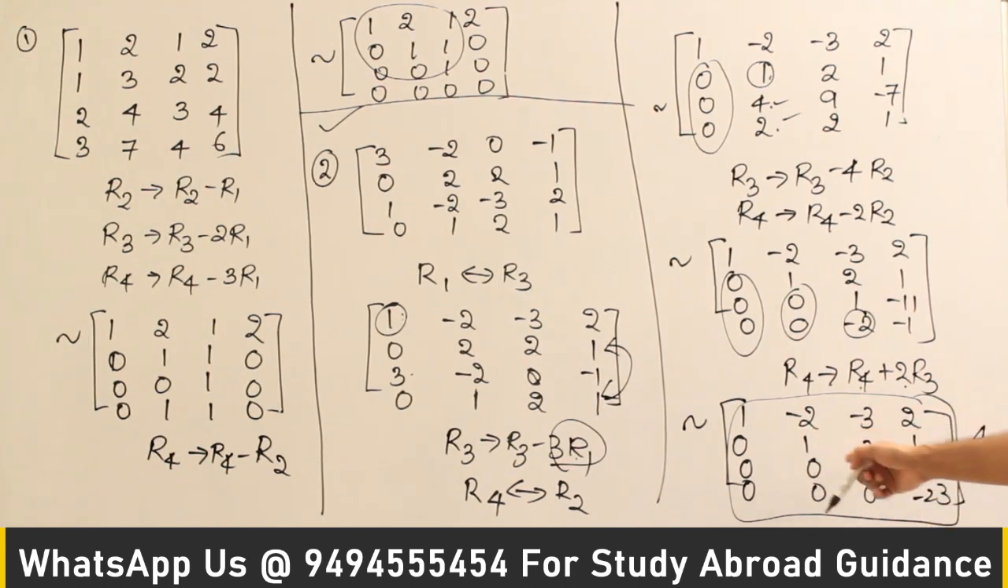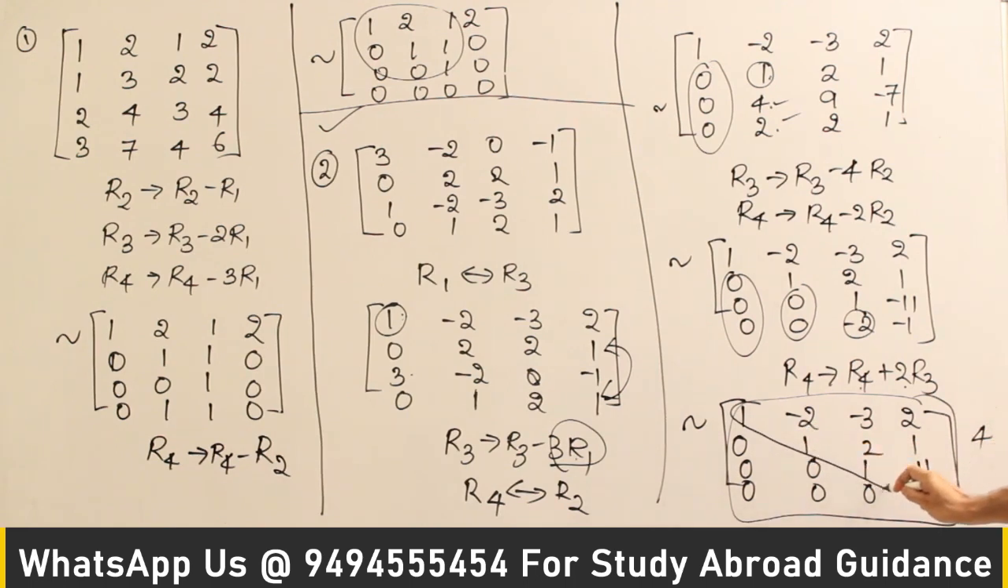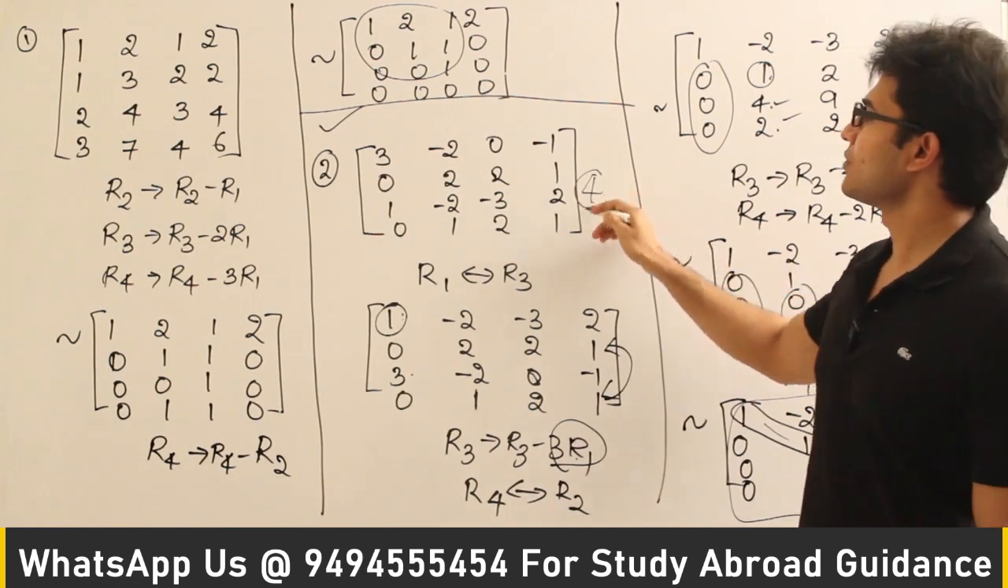In fact it is an upper triangular matrix, isn't it? All the elements below the principal diagonal, this is the principal diagonal, right? All the elements below the principal diagonal are zeros, therefore it is an upper triangular matrix, and the determinant of this matrix is 23 minus 23, which is not equal to 0. So we can say that rank of this one is 4, and since rank of this one is 4, rank of this one is 4.